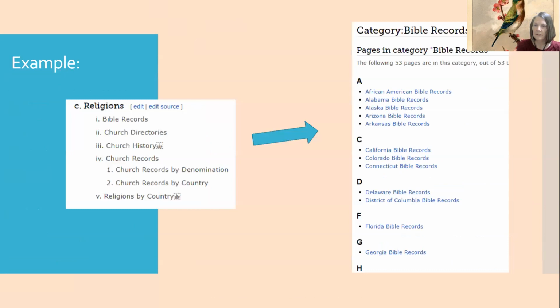For example, this is another example. If you looked under religions, you would find Bible records. You would type that in manually, category Bible records. And these are some of the pages that are in the category Bible records. It tells you how many pages are in each category, or how many subcategories if there are subcategories.